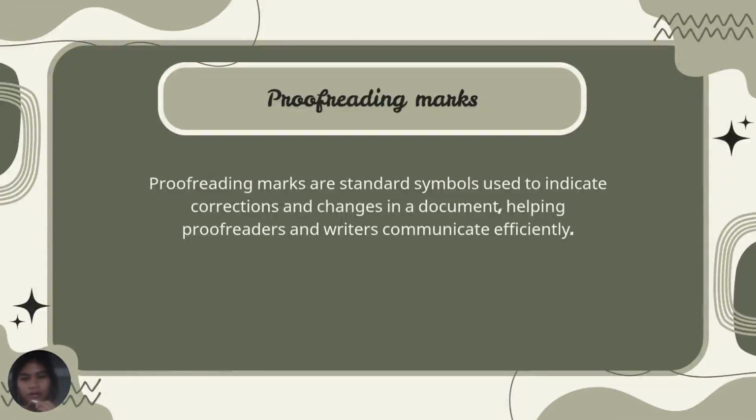Proofreading marks are a system of symbols and annotations that editors and proofreaders use to mark errors, suggest changes, and make comments on a document. These marks help streamline the editing process by providing clear and concise instructions for revisions, ensuring effective communication between proofreaders and writers.